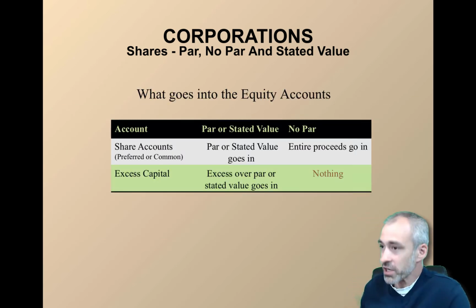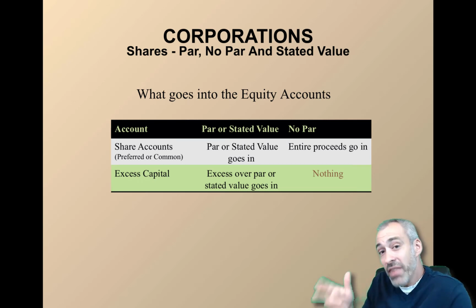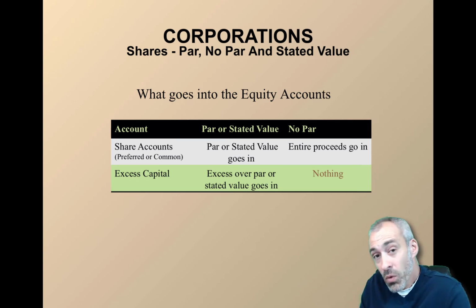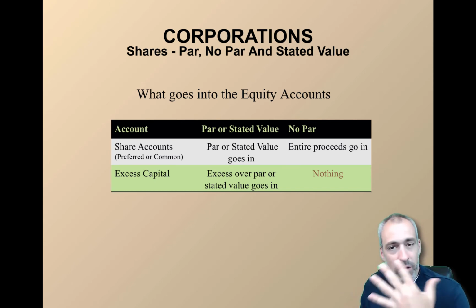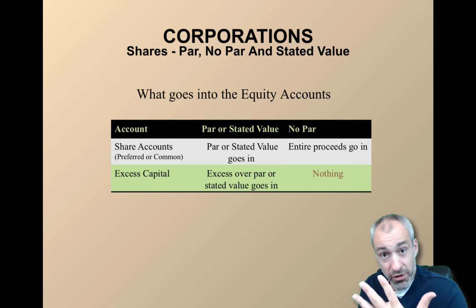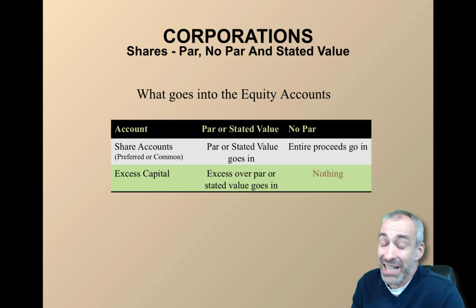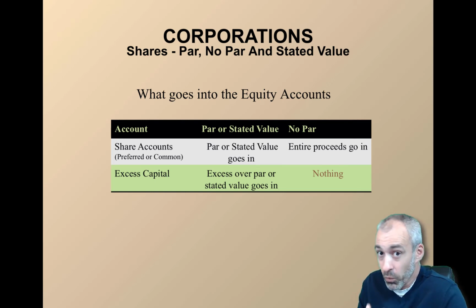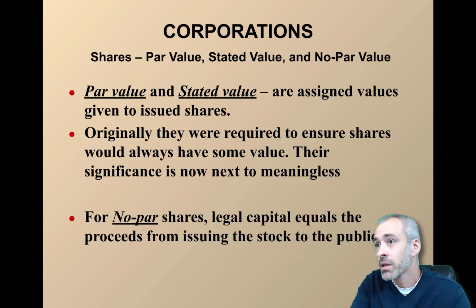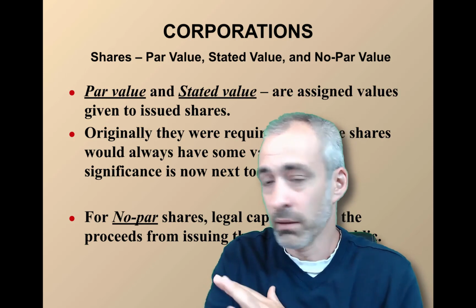So here are your share accounts. You have preferred or common shares, and then if you collected more than legal capital, and that can only happen if you have a stated value. So if you say par value or stated value is $5 a share and you issue them for $30, then you're going to have a legal capital account and an excess account. Again, more clear with an illustration in a second. You can read this as easily as I can.